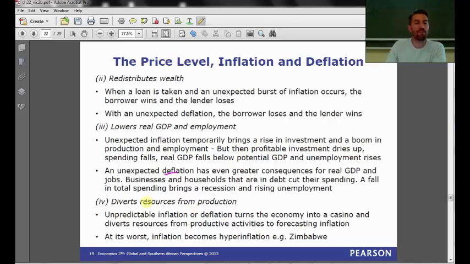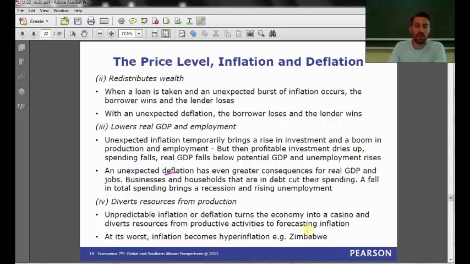And number 4, it diverts resources from production. And this is the real worrying issue when it comes to inflation. When you have unpredictable inflation or deflation, what that does is it turns the economy essentially into a casino. And it diverts resources from productive activities into forecasting inflation. In other words, instead of people taking resources and investing them in productive capacity, instead what people do is they try and predict what's going to happen to inflation and use short-term financial investments to try and basically make a quick buck, right? So it's kind of like gambling on what the economy is going to do through inflation.